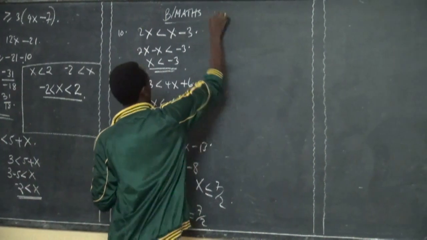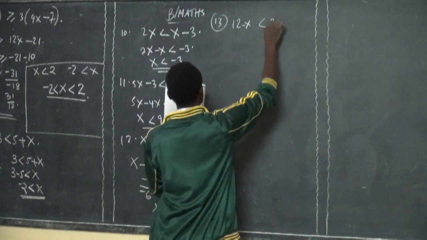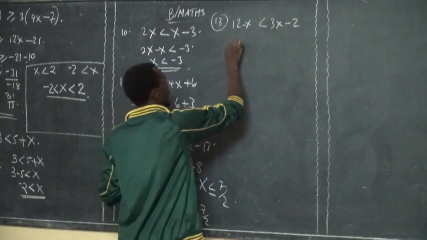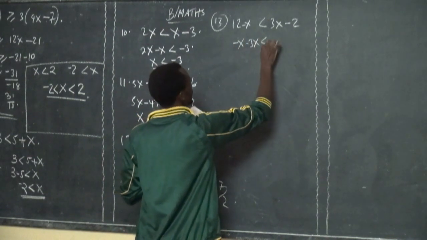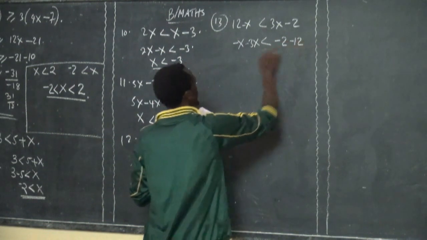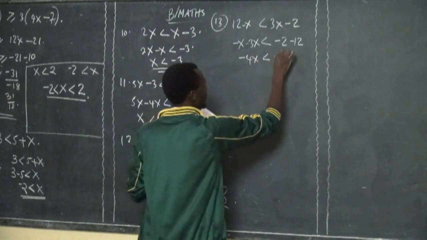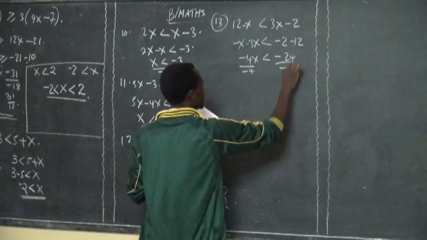Then 13. 12 minus x less than 3x minus 2. Now this is blocked here. Now you have negative x. Negative 3x less than negative 2. Then negative 12. Then you have negative 4x less than negative 24.